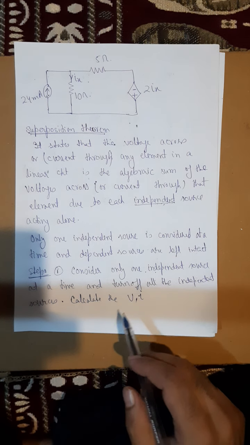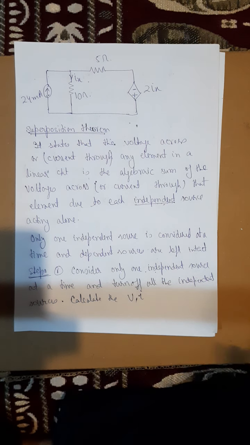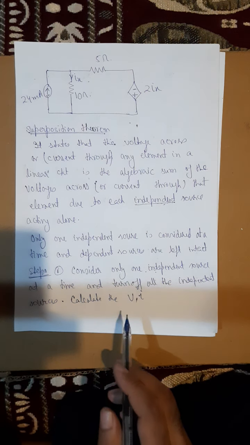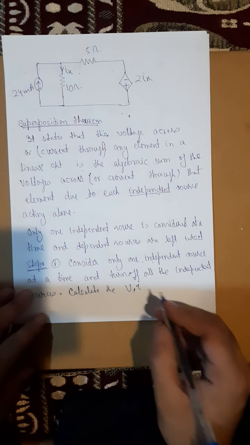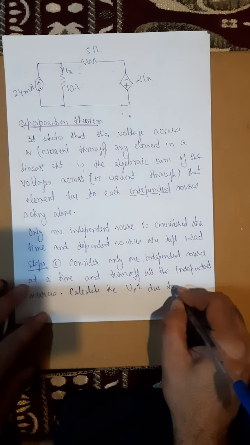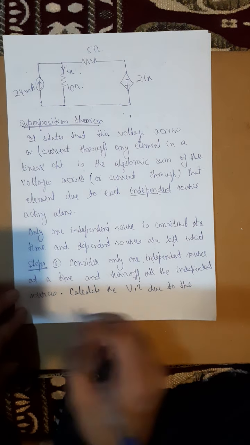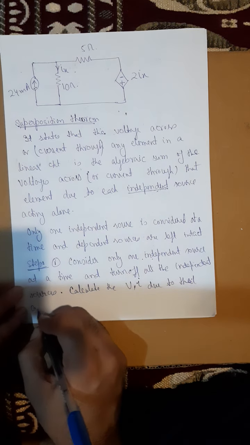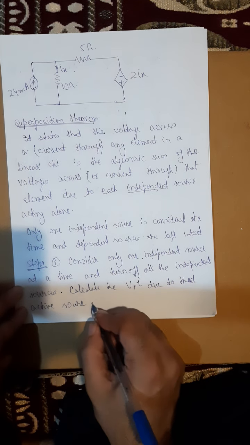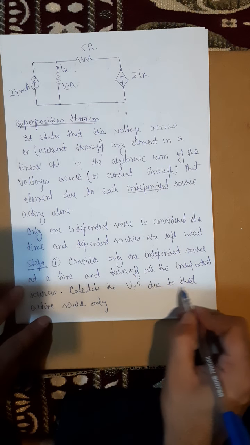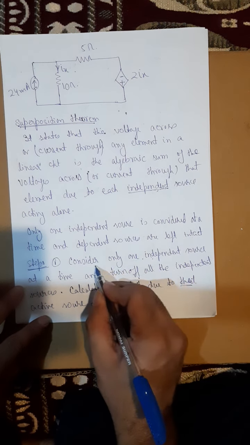So we were discussing the steps for the superposition theorem. I told you that step 1 is to consider only one independent source at a time and turn off all the other independent sources. Calculate the voltage and current due to that active source only. That active source means the one which is on.